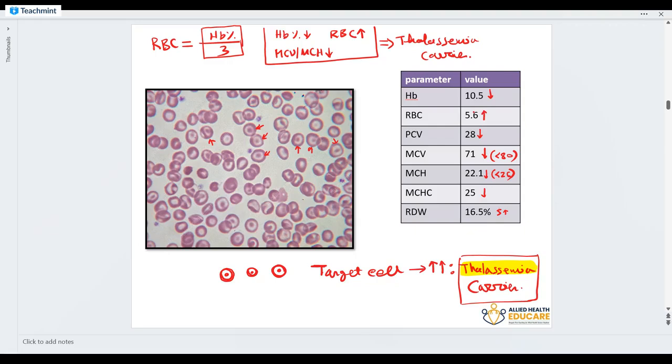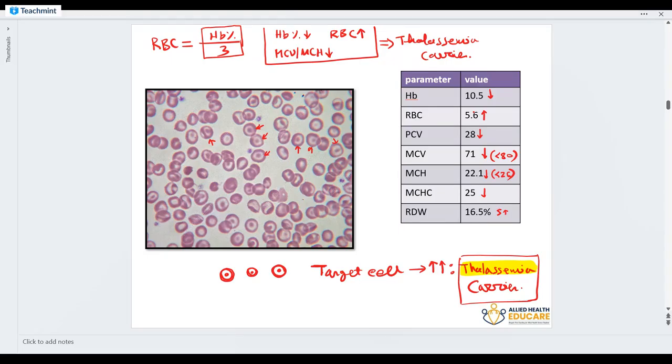Here the RBC value must be 3 to 4 million. But here, if we compare the RBC value with hemoglobin, it is much higher, that is 5.6. This is the very important feature of thalassemia trait. Thalassemia trait is called thalassemia carrier.